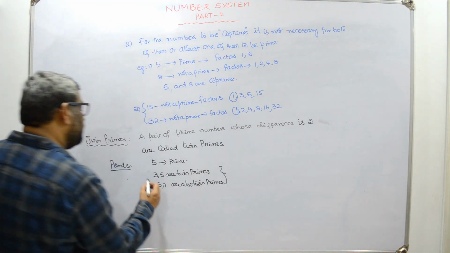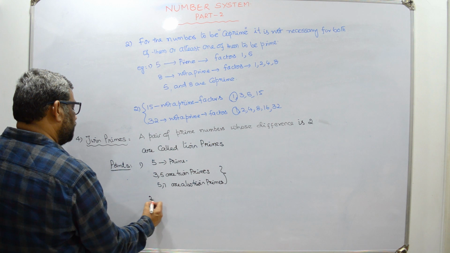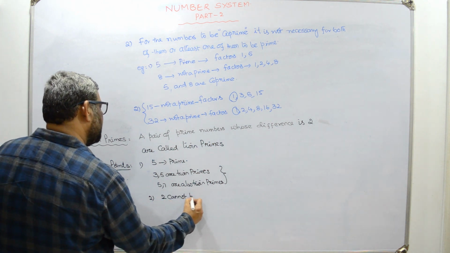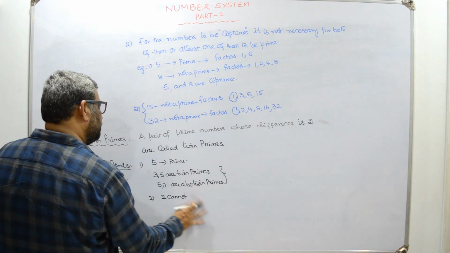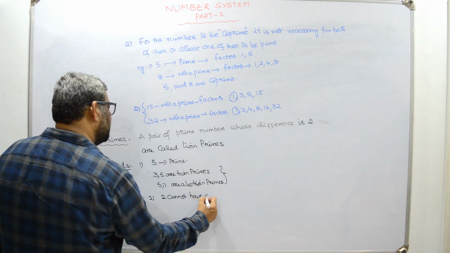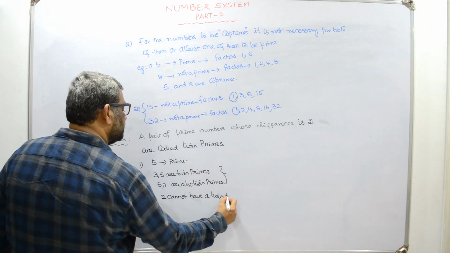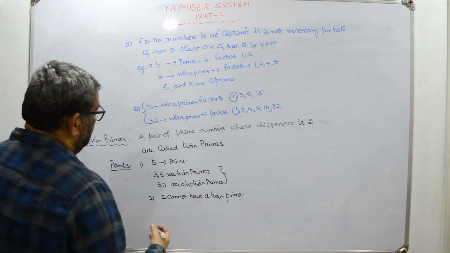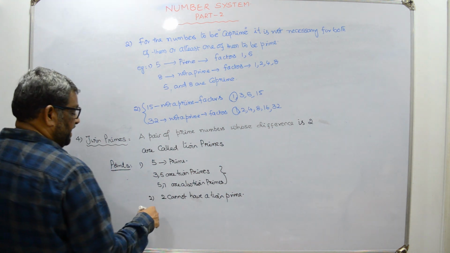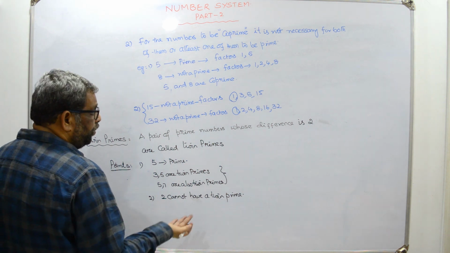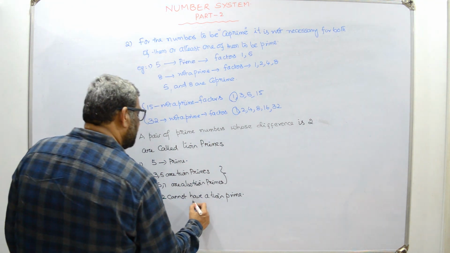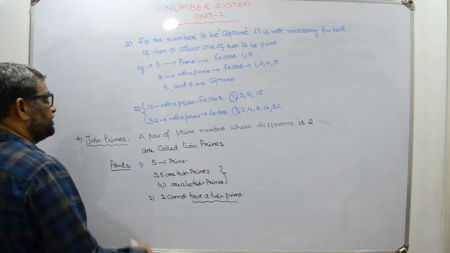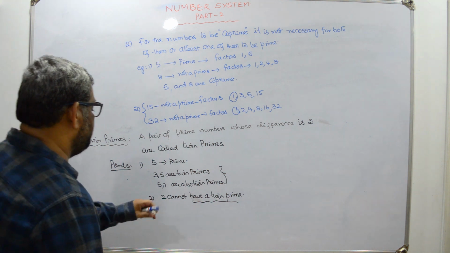Now, though this is one example, 2 cannot have a twin prime. Because after 2 you can find the next prime is 3, but the difference is only 1. After that 4 is not a prime. So 2 cannot be associated with any other prime number such that both can be treated as twin prime numbers.